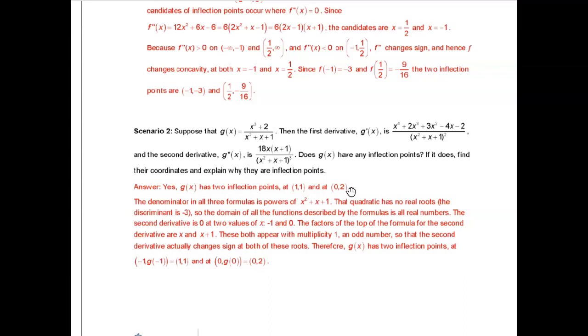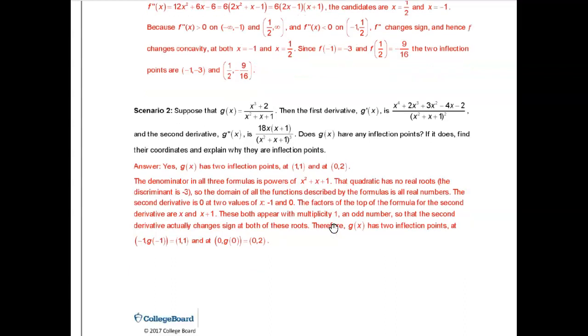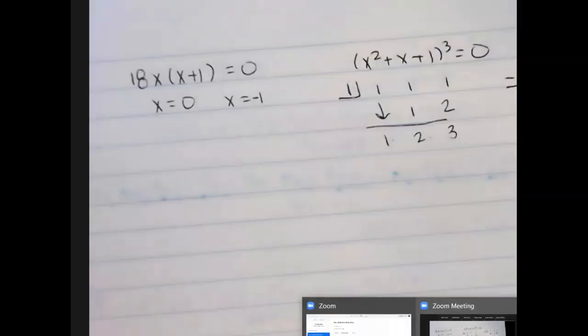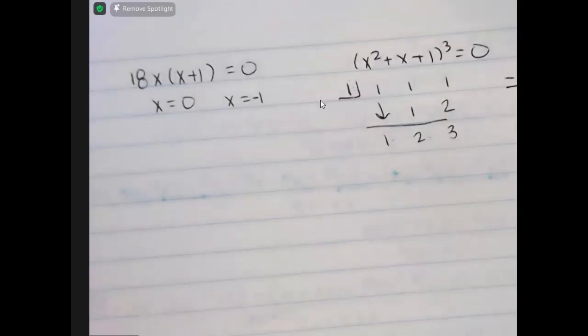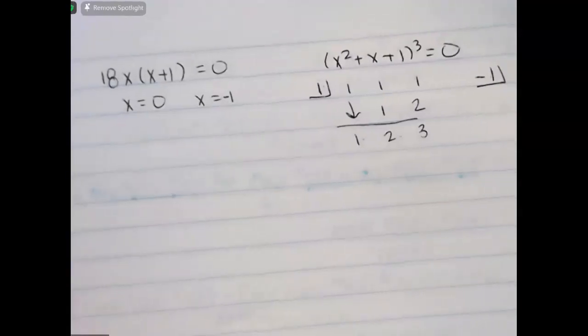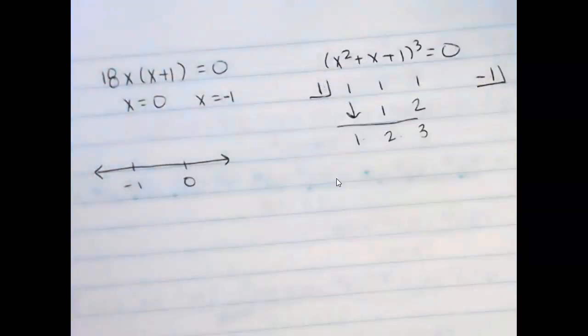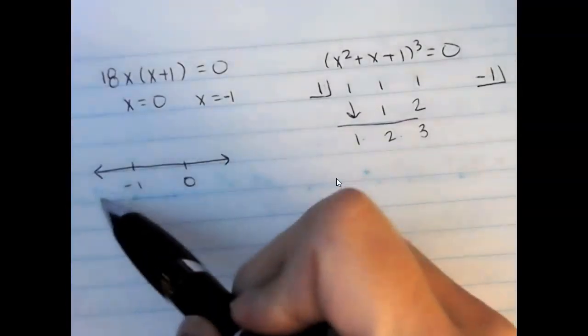1 times 1 is 1. So 2. 2 times 1 is 2. So we get 3. So that's not a root. And nor is this. So only two inflection points are at 0 and -1. So we look for sign changes. So something smaller would be -2.